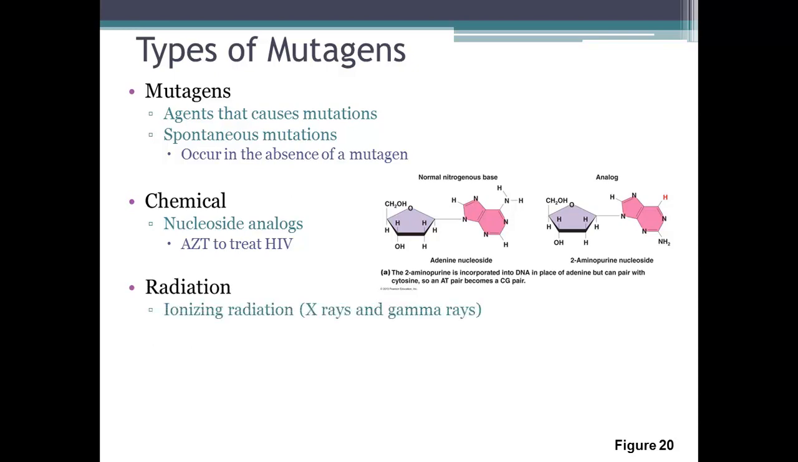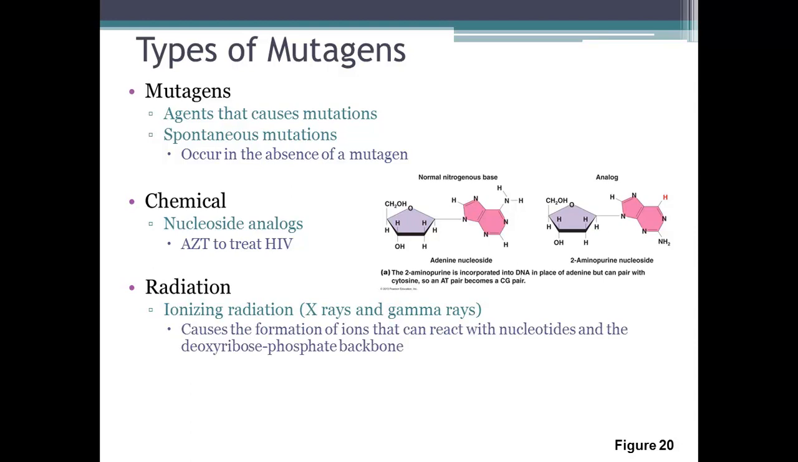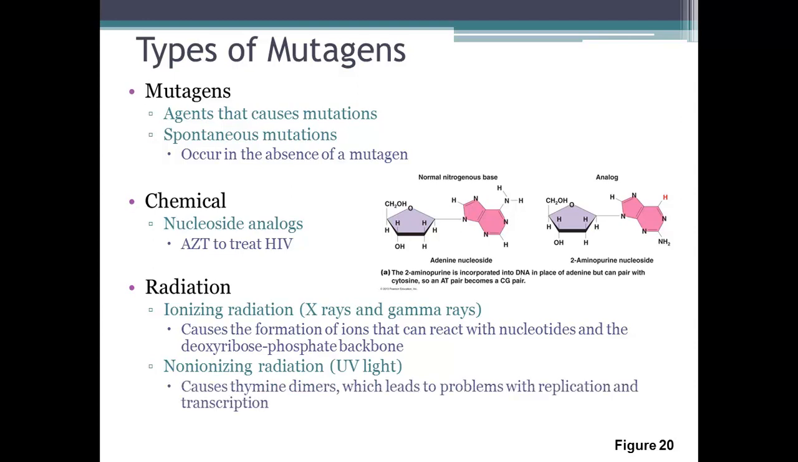Radiation. Ionizing radiation, for example X-rays and gamma rays, can cause the formation of ions that react with nucleotides and the deoxyribose phosphate backbone. Non-ionizing radiation is UV light, and this causes thymine dimers, which leads to problems with replication and transcription.